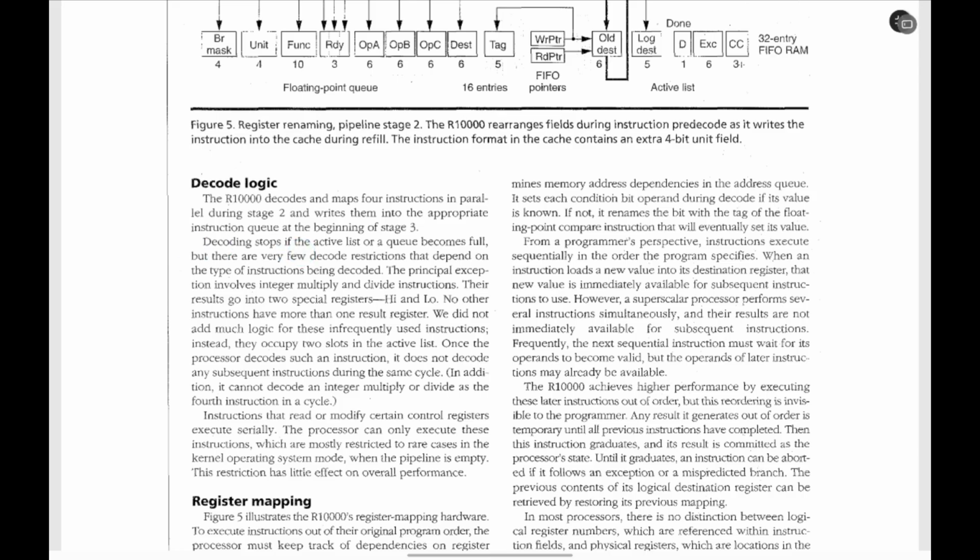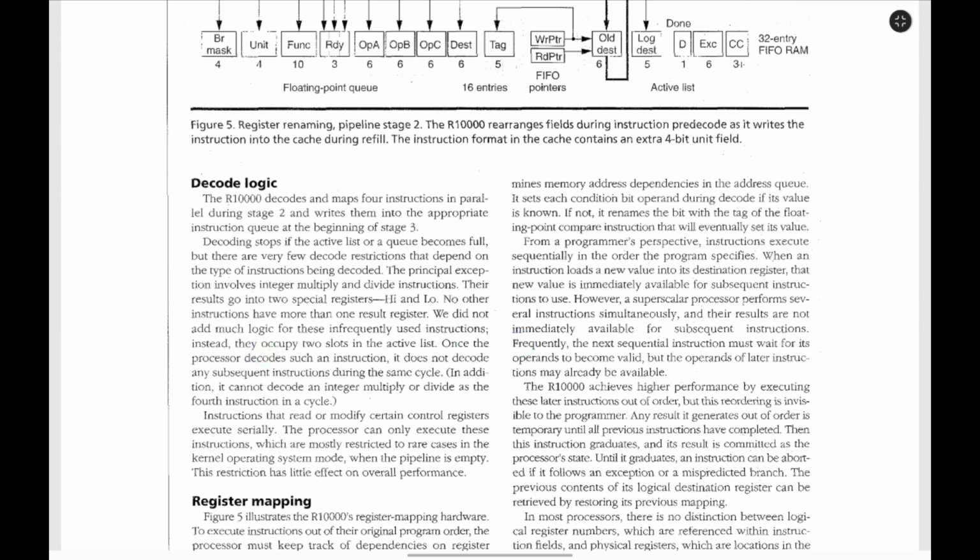or a queue becomes full, but there are very few decode restrictions that depend on the type of instructions being decoded. The principal exception involves the integer multiply and divide instructions, whose results go into special registers, high and low. No other instructions have more than one result register. We did not add much logic for these infrequently used instructions. Instead, they occupy 2 slots in the active list.